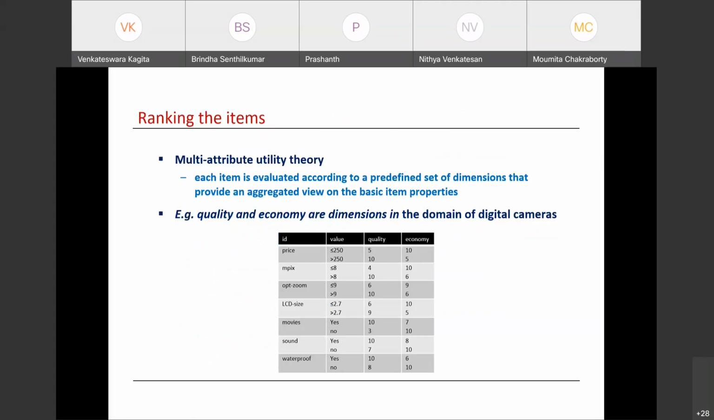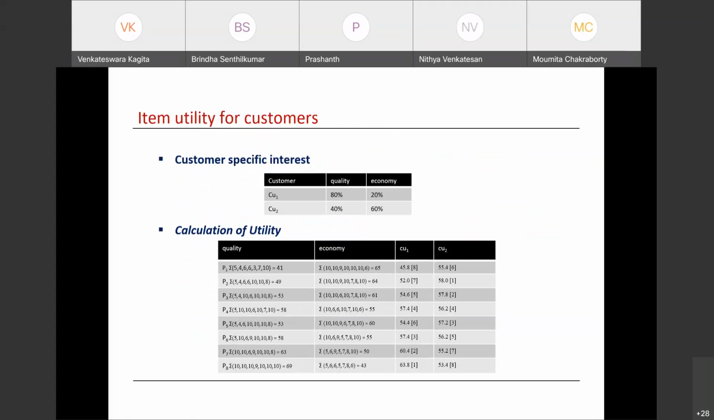Now I have got the user requirements. I've got two customers. Customer one's preference is that he is giving more importance to quality than economy. So he is more inclined to quality. His preference is 80% quality, 20% economy. Customer two is more inclined to economy than quality: 40% quality and 60% economy.